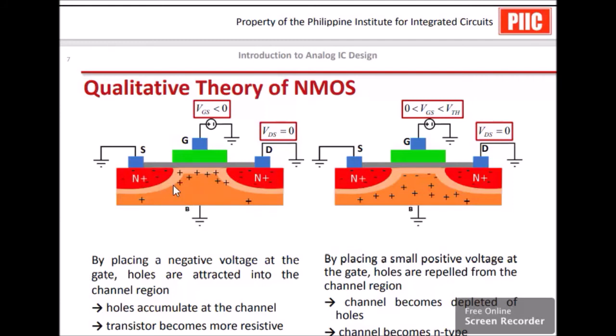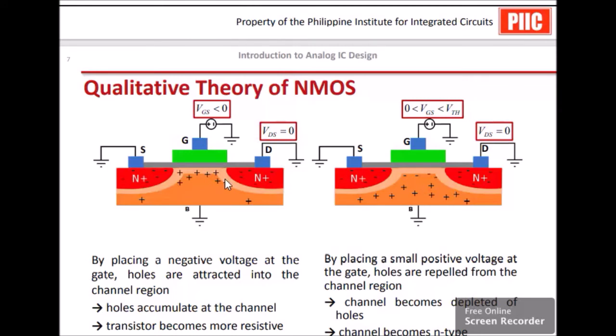Sa first natin na illustration, yung VG sabi niya is less than 0. And yung VDS is 0. Wala po siyang nilagay na voltage dito. Meron ba tayong ina-expect na current? Wala siyang VDS na nilagay dito, wala ka nang i-expect na current. Tama po ba?